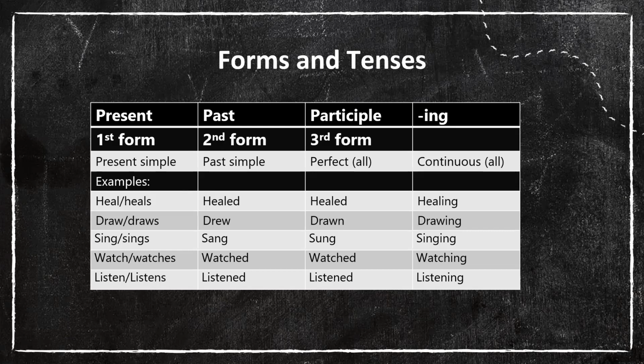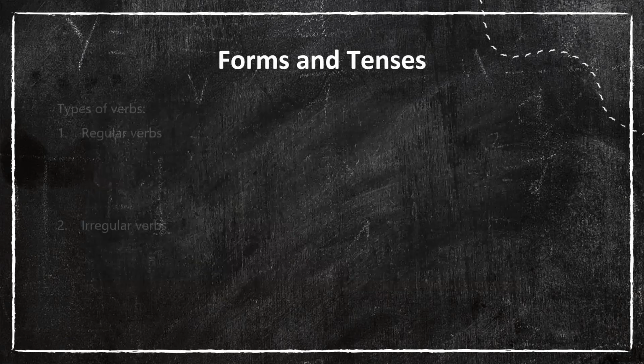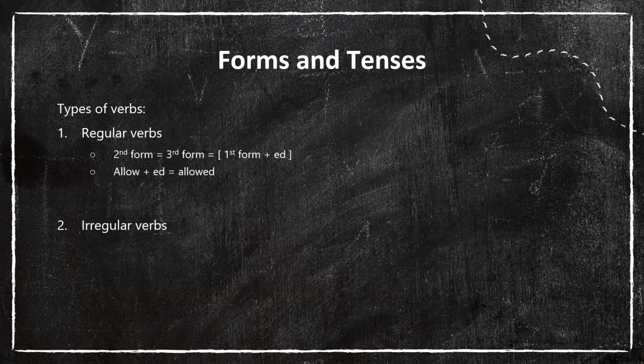I will go into some rules later in the video. For now, you probably noticed that some of them follow the same pattern or are the same for the second and the third form, and some don't, and you would be right. When it comes to forms, there are two types of verbs. You have regular verbs and irregular verbs. Regular verbs follow the same pattern and are easy to change between the first, second, and third form. Usually, for the second and the third form, we just add an ed at the end of the verb. So the rule is second form equals third form equals first form plus ed.